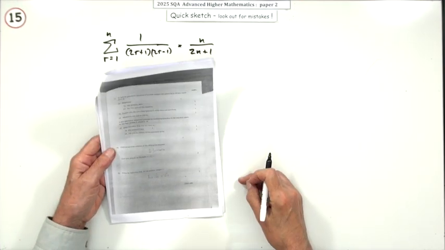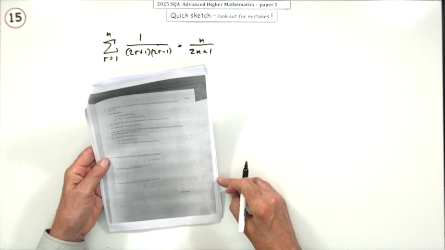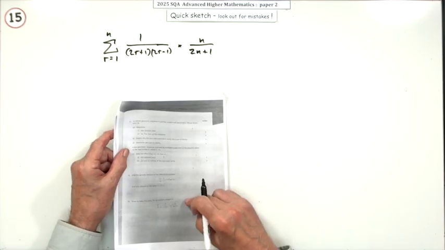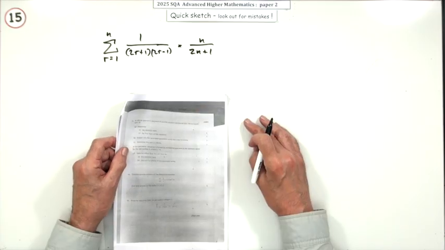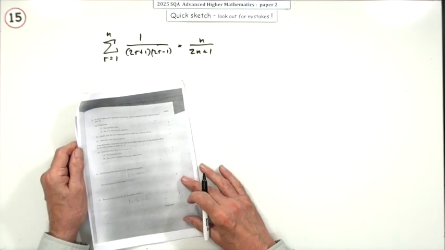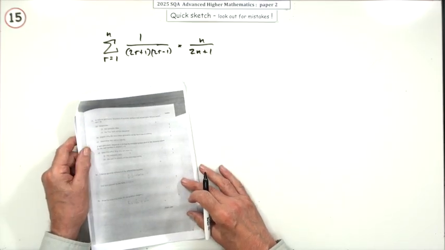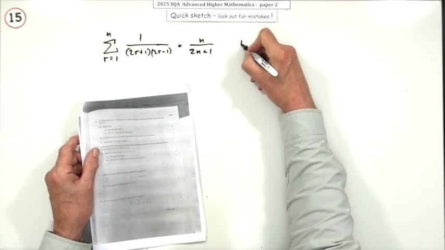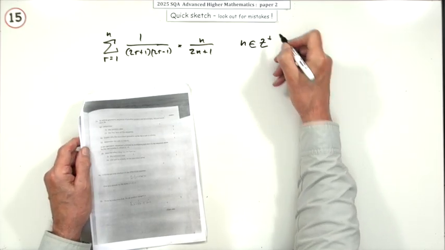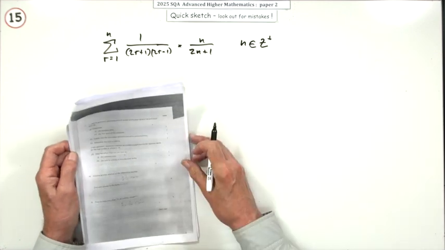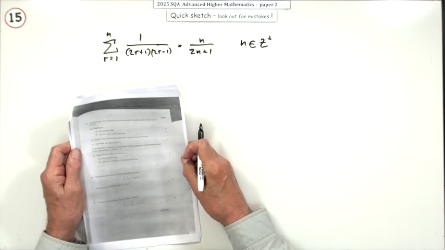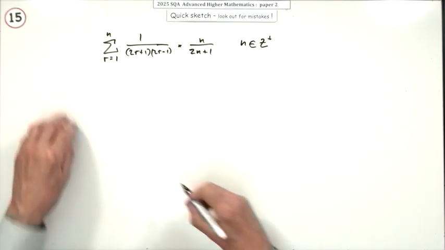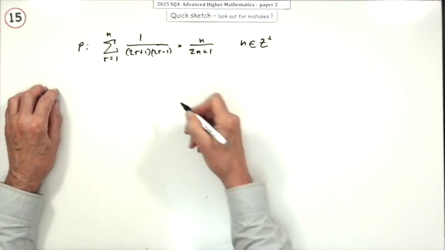Right, number 15 then, 5 marks. From paper 2 of the 2025 Advanced Higher Maths, it's this proof by induction. It's got fractions in it. So now immediately I'm going to run out of space here. Proof by induction that for all positive integers n, so n is a member of the positive integers 1, 2, 3, 4, 5, in other words whole numbers, that this proposition is true. So that's the proposition. You can call it proposition if you like.